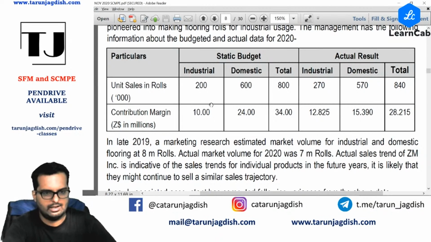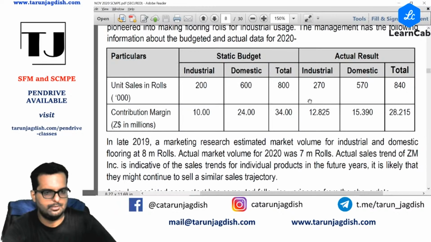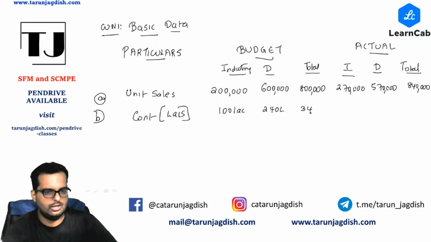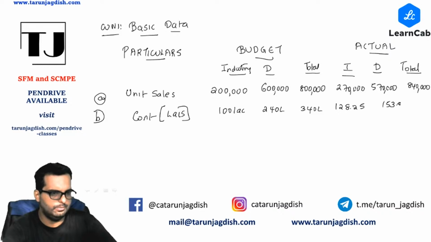It's going to be 100 lakhs, 240 lakhs, 340 lakhs. Actual turns out to be 128.25 lakhs, 153.90, and the last one is 282.15.